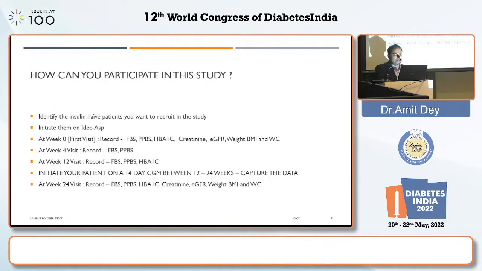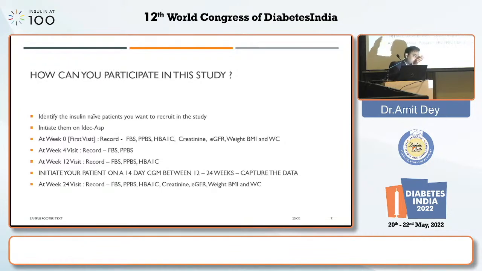So this is how you can participate in the study. First, you've got to identify the insulin naive patients that you want to recruit in the study. You initiate them on IDegAsp, and there are 3 points at which you record their data. At week 0, you record their fasting and PP, HbA1c, creatinine, and also you look at their eGFR, weight, BMI, and waist circumference. So we take their anthropometric measurements on the first visit. Then at the subsequent 4 weeks visit, you take their fasting and PP. At 12 weeks, you record their fasting, PP, and HbA1c.